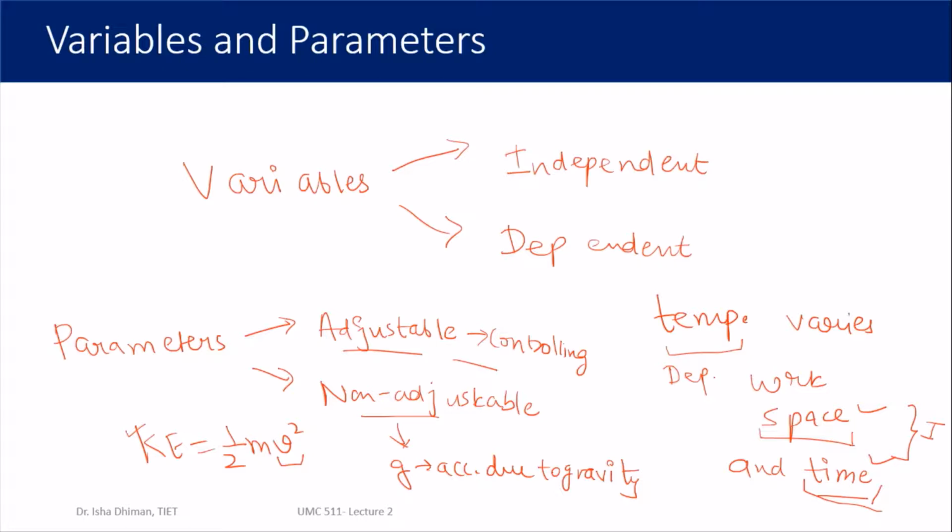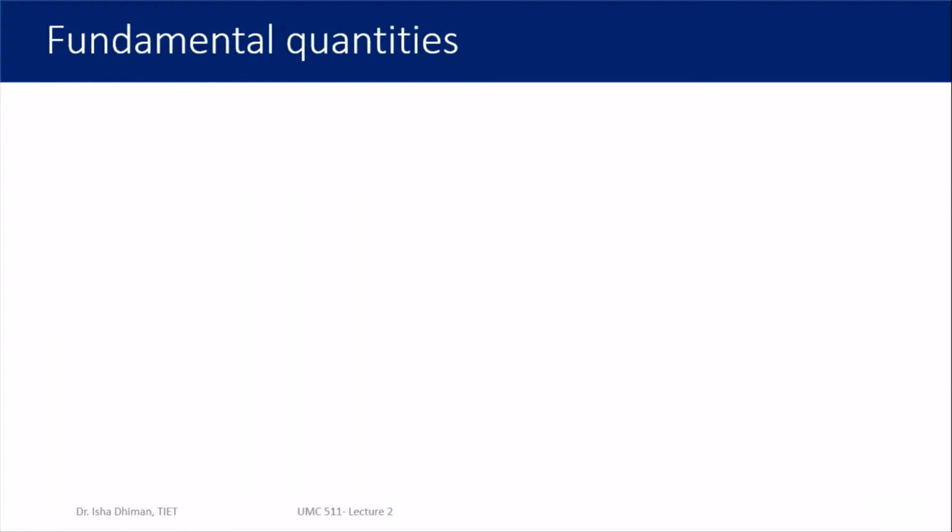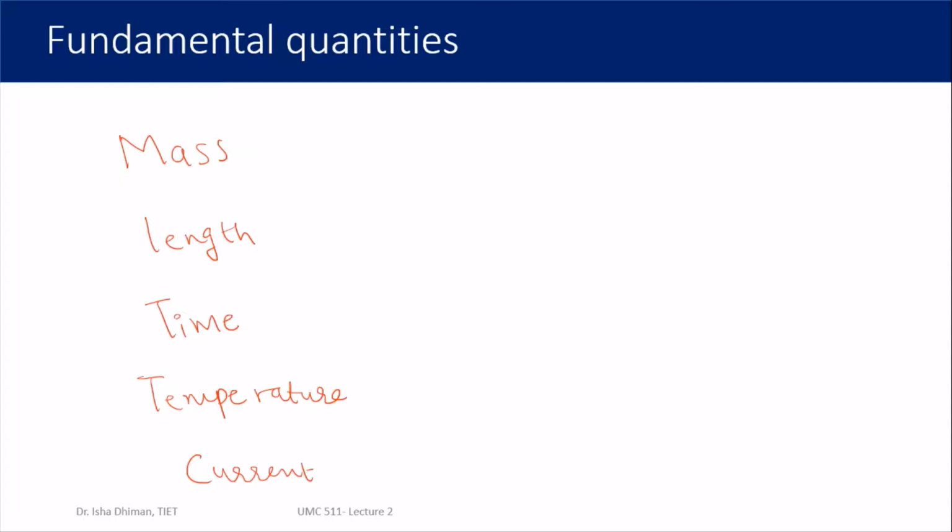So after this understanding, now we need to define the fundamental quantities. These terms I hope are already clear to you because you have studied this in your school days. So we know that we have these fundamental quantities with us: mass, length, time, temperature and current. In fact, there are more, but here I'm just giving you these 5 quantities because most of the times we are done with using these quantities.